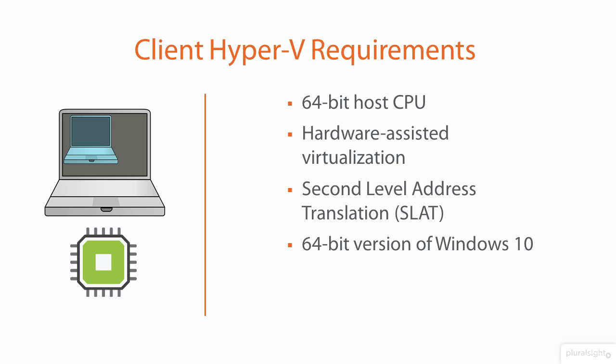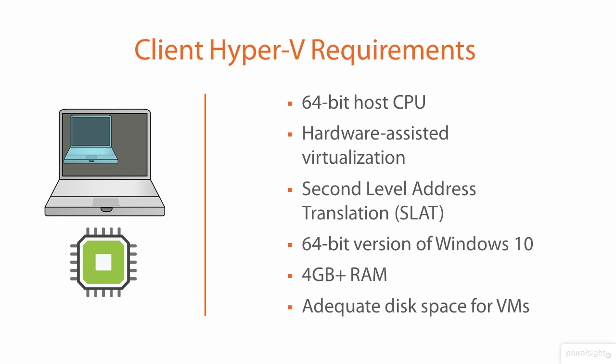In addition to needing 64-bit hardware, you also have to have a 64-bit version of Windows 10, as mentioned earlier, and you're going to need at least 4 gig of RAM, but maybe more, depending on the size and number of virtual machines that you plan to host. Plus, you should have beaucoup of disk space, again, depending on how many VMs you plan to support. For example, a typical Windows 10 VM might need 25 gigabytes or so, and that's before you even load it up with applications.